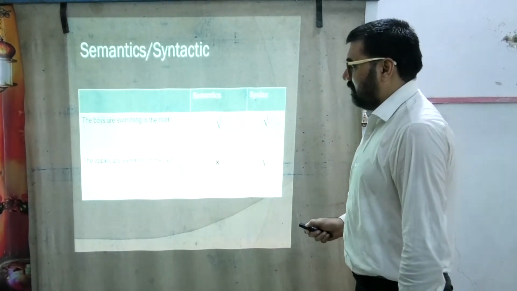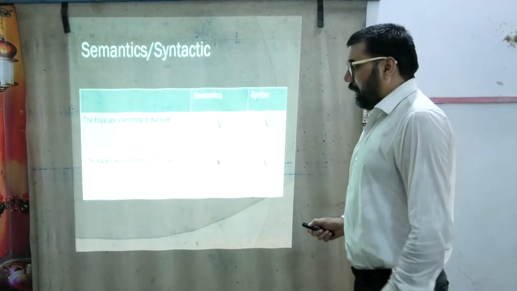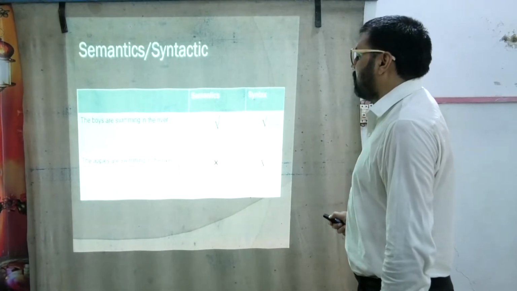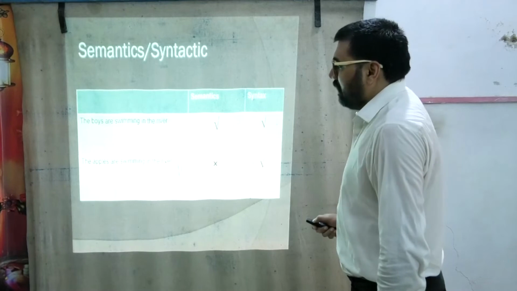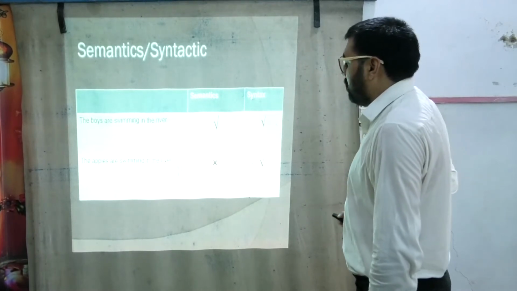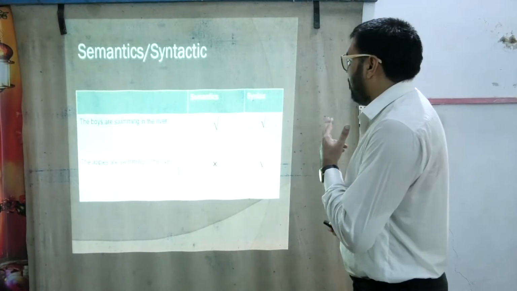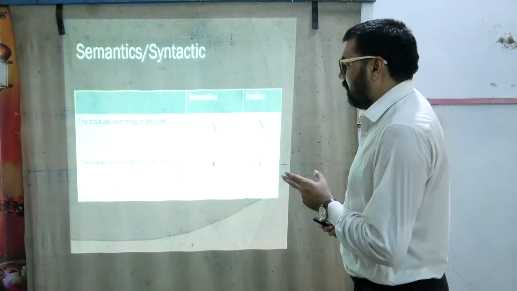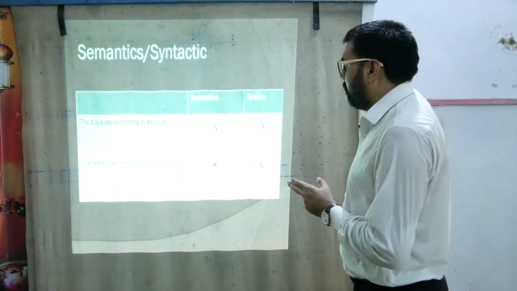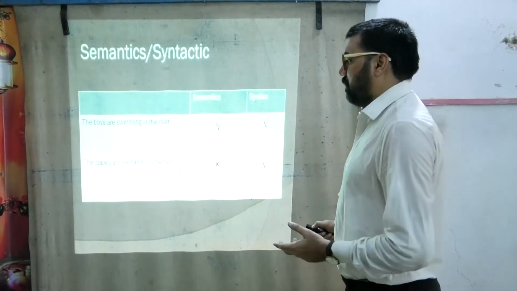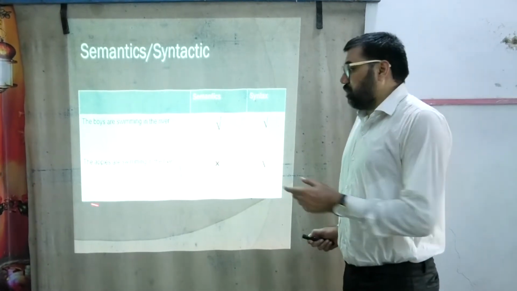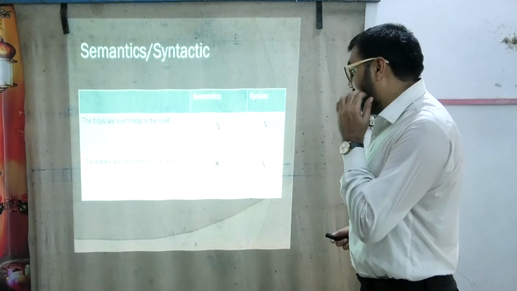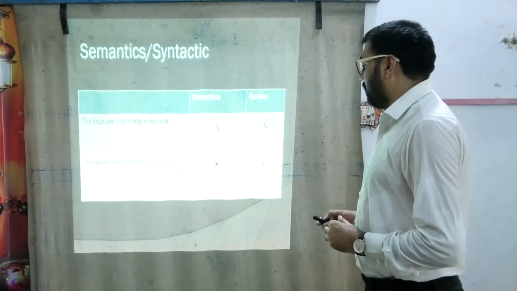Now see the second sentence: the apples are swimming in the river. Semantically it is wrong, but syntactically it is right, because apples can't swim in the river. Syntactically, the apples is the subject, swimming is the verb, and the river is the object. Semantically it is wrong, because apples can't swim. We can say that the apples are floating in the river. That is the right sentence semantically.